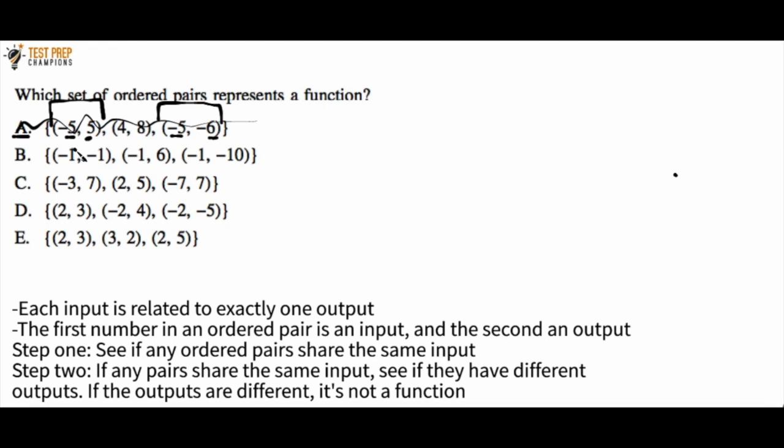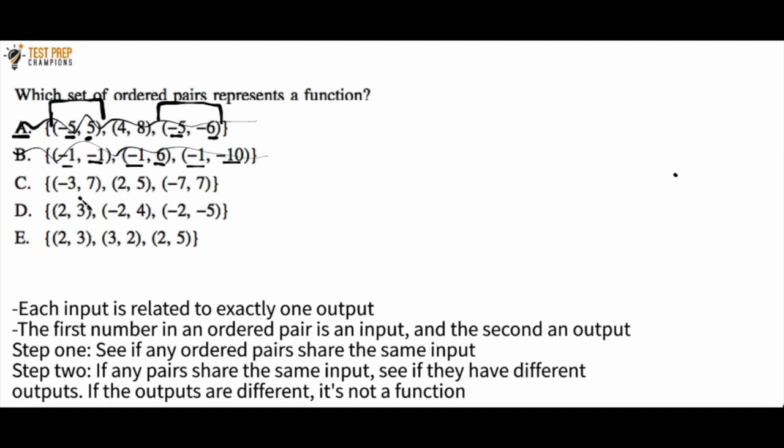We can do the same thing for B here. In B, it looks like each ordered pair has the same input, but the outputs differ. This has -1 as the output, this pair has 6 as the output, and this has -10. So all the outputs differ here.